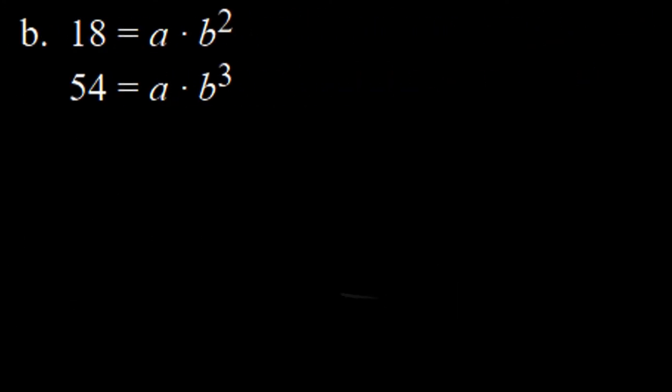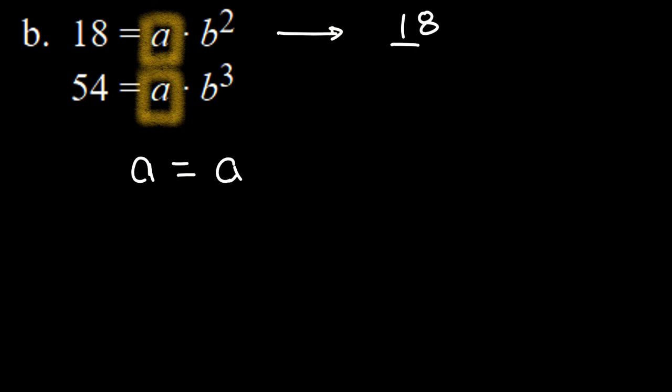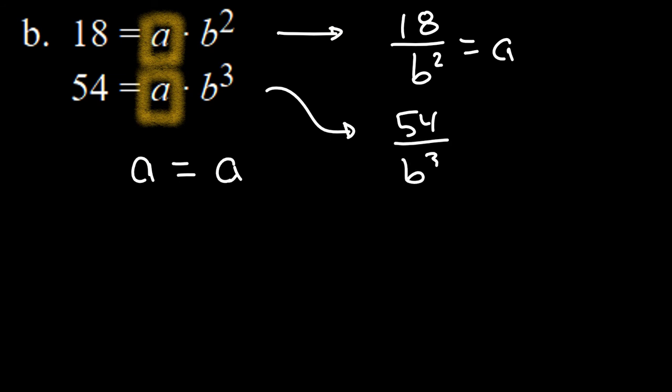Part B, pretty similar setup, except this time I can't easily get the exact value of a right off the bat. So what I'm going to do instead is solve each of these equations for a, and then use the fact that in the context of this problem, a certainly equals itself, and we'll use the equal values method. So in this first equation, to get a alone, I'm going to divide both sides by b squared. So that means 18 over b squared is a. And for the second equation, 54 divided by b cubed is a.